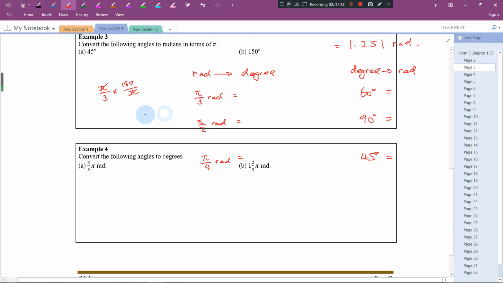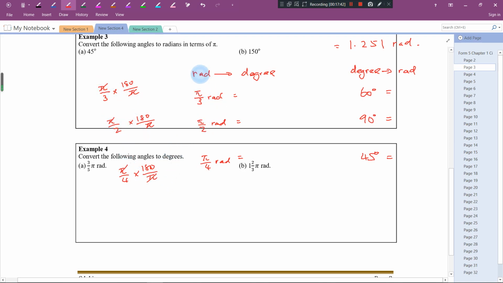Now look at this one. Same thing happened here. Times 180 over pi. And the pi will actually cancel out as well, right? You left 180 divided by 2. This one is the same thing. Pi over 4 times 180 over pi. Cancel out the pi, then you will left 180 over 4. So now you see the pattern. Every time the pi will actually cancel out, right?